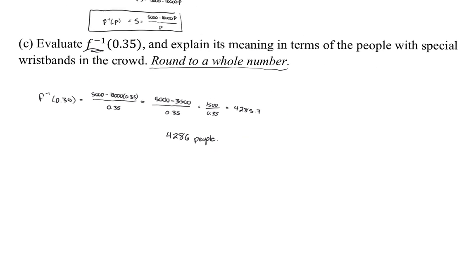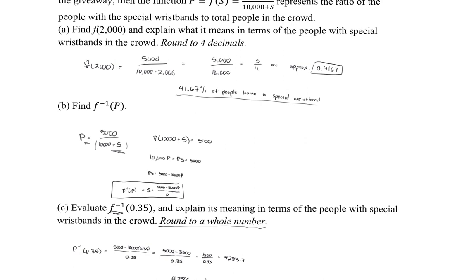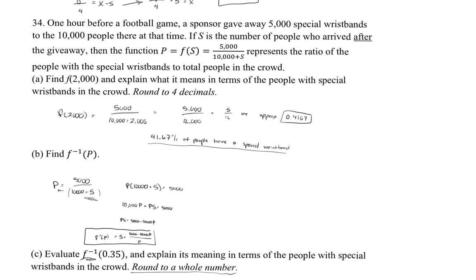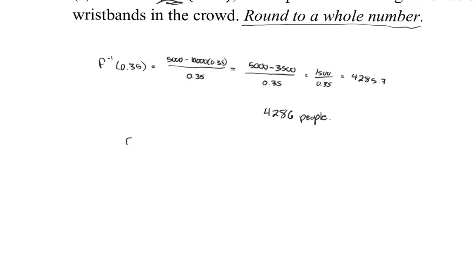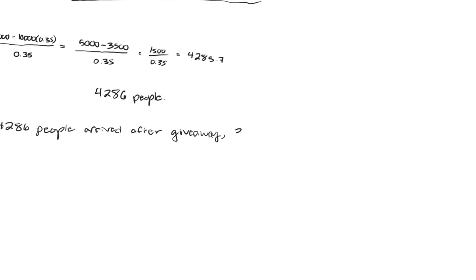This means that S, the number of people who arrived after the giveaway, so that means once 4,286 people arrived after the giveaway, 35% of people had a special wristband.